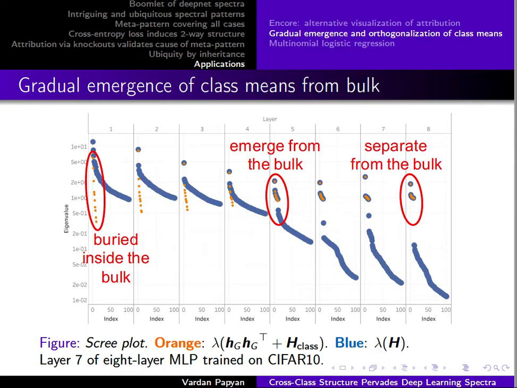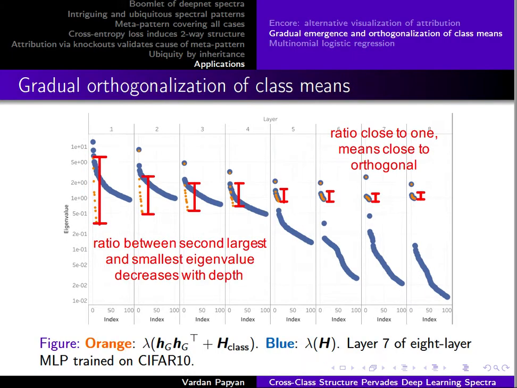Another phenomenon you can see here is that once you go deeper throughout the layers, the ratio of the eigenvalues of the class mean low-rank structure is becoming closer and closer to 1, which means that the class means are becoming closer and closer to being orthogonal. So there are two separate phenomena. One is the gradual separation of class means from noise, and the other one is the gradual orthogonalization of the class means.